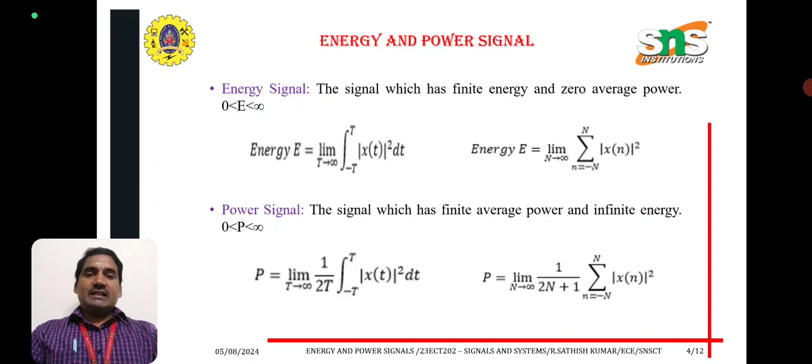Power signal. The signal which has finite average power and infinite energy: 0 < P < infinity. Power P = limit T tends to infinity of 1/2T times the integral from -T/2 to +T/2 of |x(t)|² dt. For discrete time, P = limit N tends to infinity of 1/(2N+1) times the summation from n = -N/2 to +N/2 of |x(n)|².